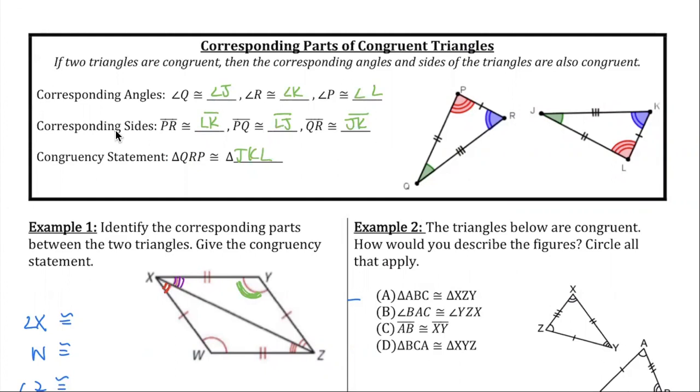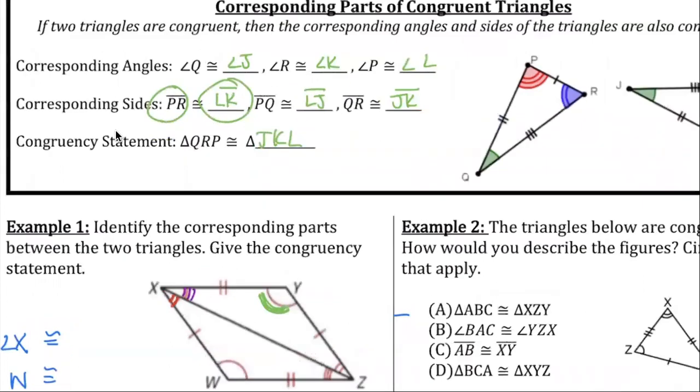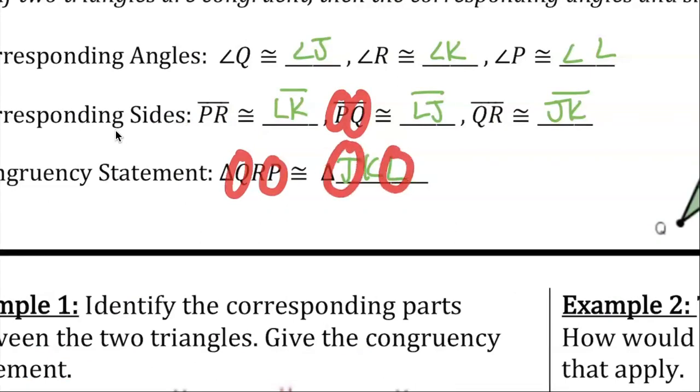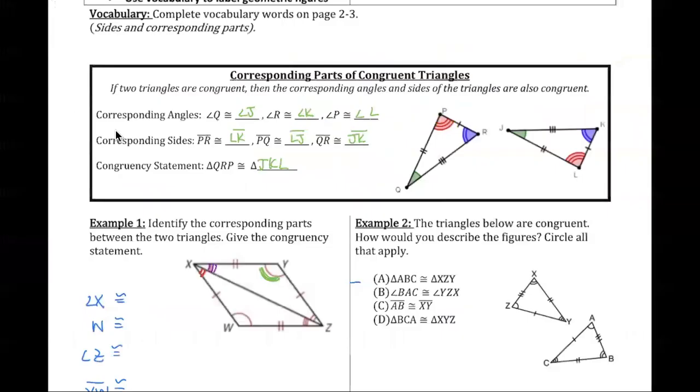Now what's cool is that this also works for my sides. If I look at PR, PR is congruent to LK. So if I look at where those are in my congruency statement, if I go P to R, L and K are still matched up in the same locations, which is pretty neat. If I do any other sets of sides, if I do P and then Q, well, PQ is LJ, which we already had when we matched up our corresponding sides.